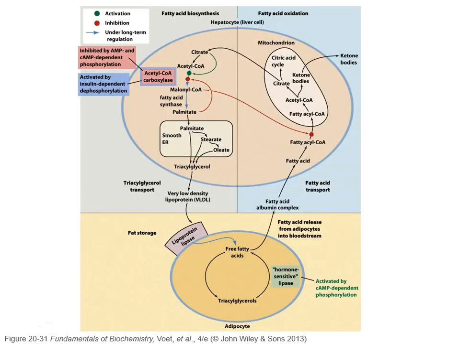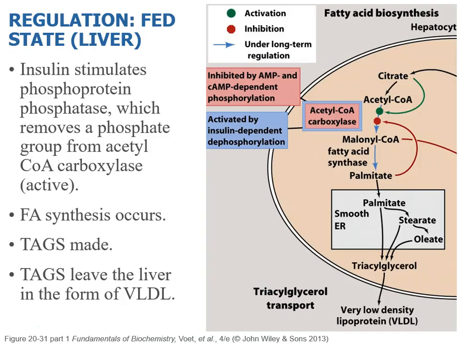So the next thing I want to do is put this into some kind of larger context. So I have this big diagram here. What I'm going to do is pull it apart into little pieces so we can understand what's going on. And we want to distinguish the fed from the fasted state. Okay, so let's do the fed state first. Here we are, we're in the liver. And here's the acetyl-CoA carboxylase right here.